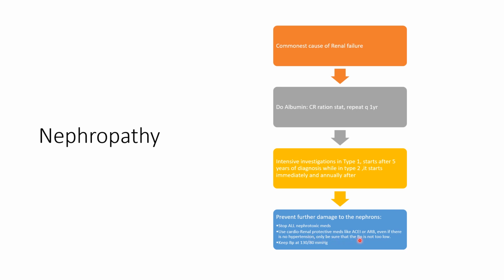But we should be careful that the BP is not too low. We must keep the blood pressure at 130 over 80 millimeters of mercury. That is the blood pressure goal in diabetic patients, in adults.